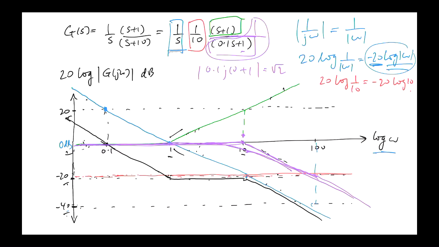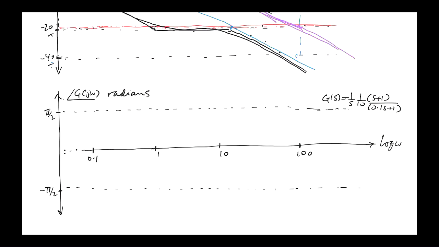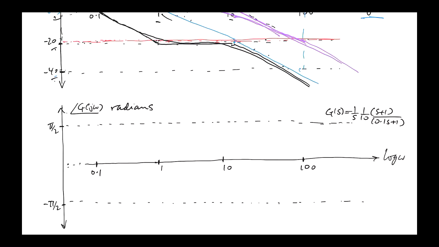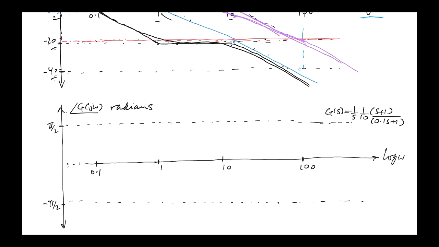So the black one will probably look more like this, and then at the corners it'll be not quite at the corner, then it'll flatten off, and then it'll be not quite at the corner and flatten off. But the straight line approximation is pretty good. Okay, we can now draw the phase. Again we've got each component. Let's look at what the phase of this is.